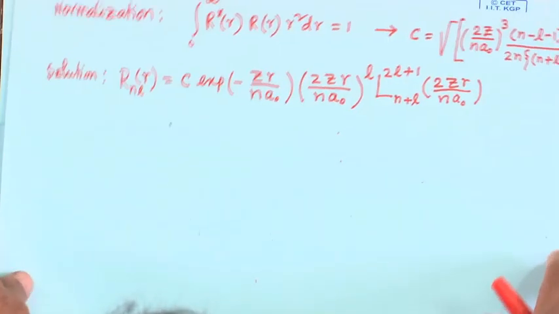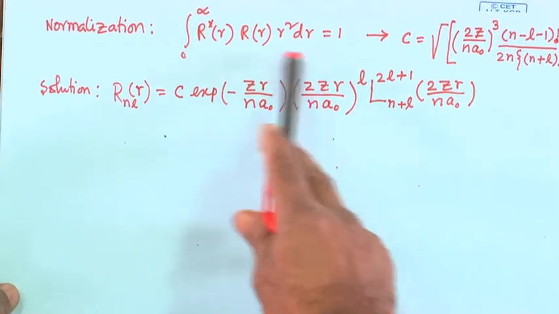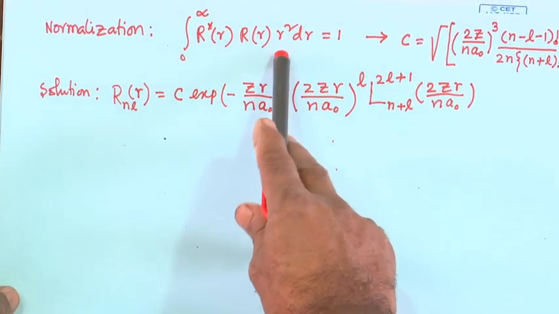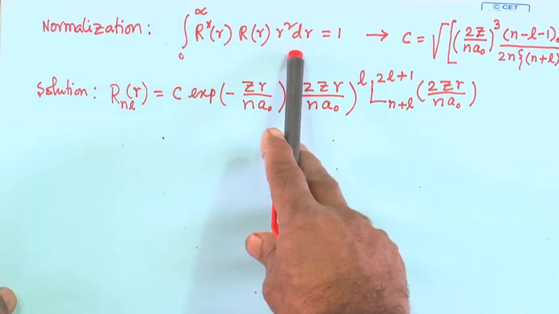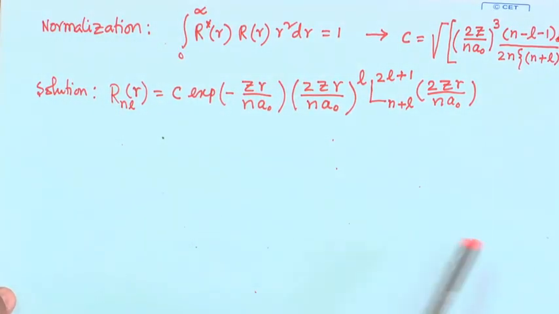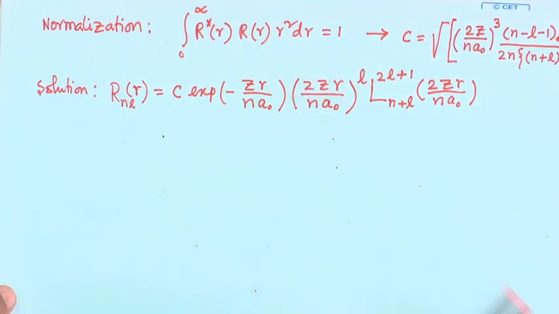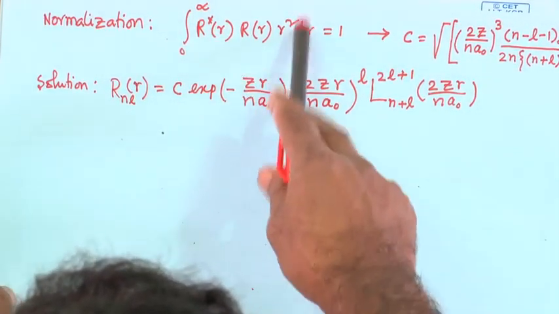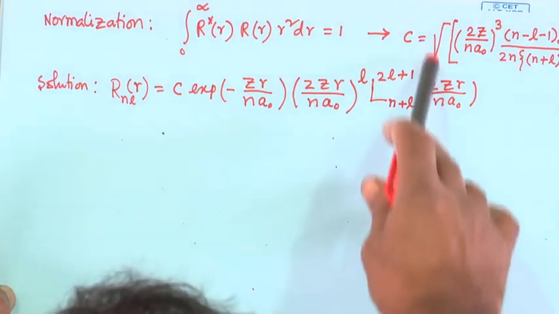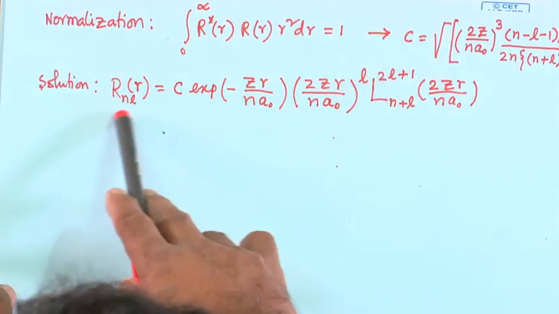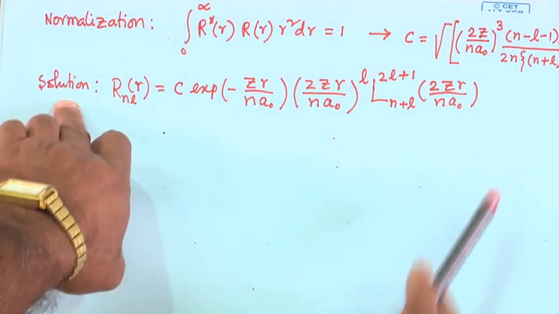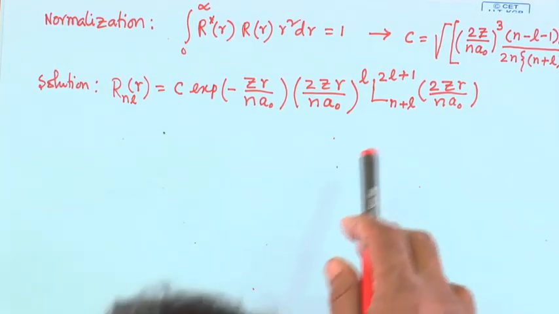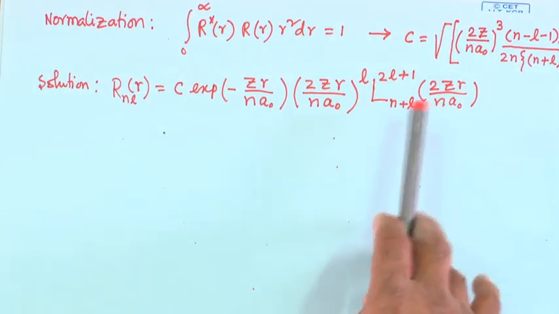One has to follow the normalization procedure. So, R star R and r square dr. Why r square, that I have explained. The elementary volume is r square sin theta d theta d phi. From there the r square comes, and using this normalization value one can write the complete solution for the radial part in terms of the associated Laguerre polynomial.